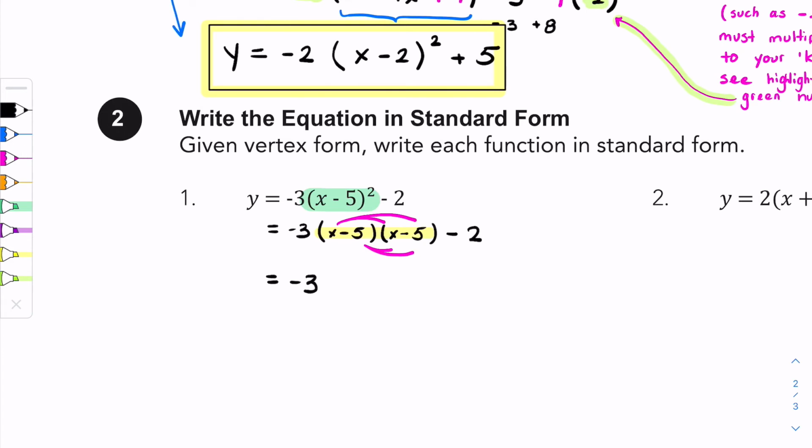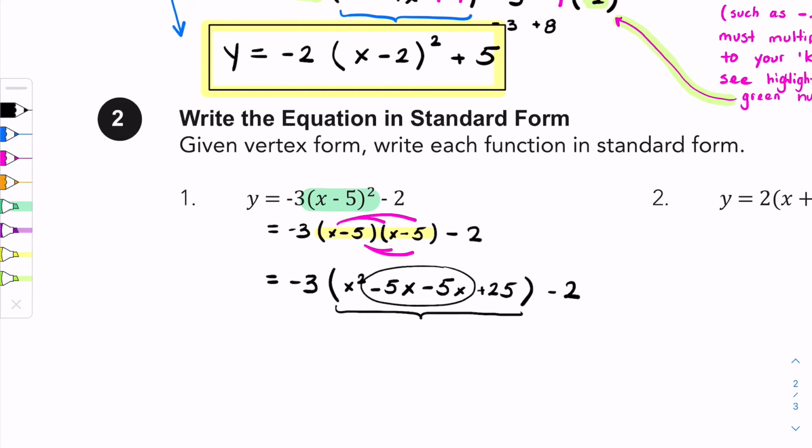I have negative 3. In parentheses, x times x is x squared. X times negative 5 is negative 5x. Negative 5 times x is negative 5x. And negative 5 times negative 5 is positive 25. All of that is inside of parentheses. Minus 2 is outside of the parentheses. I do have a like term inside of the parentheses, so I'm going to simplify this. I have negative 3 times x squared minus 10x plus 25, close parentheses, minus 2.